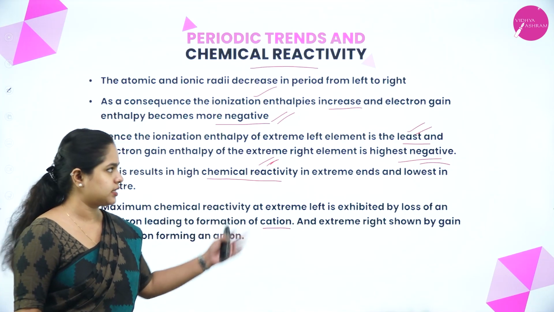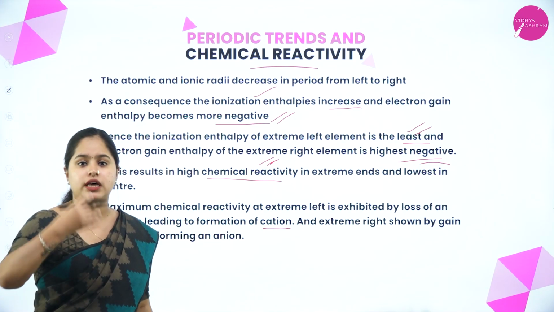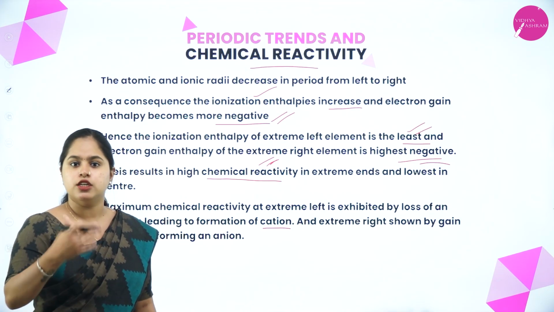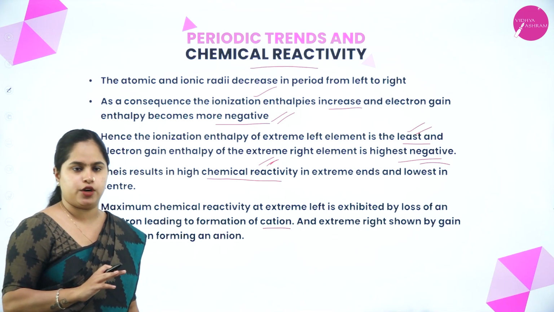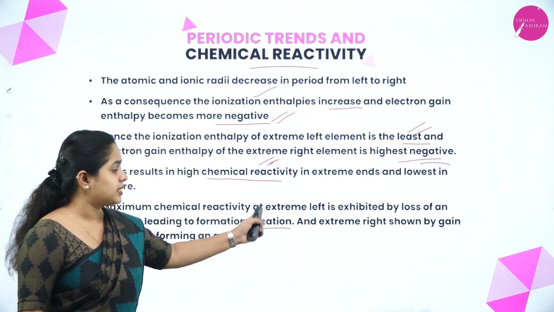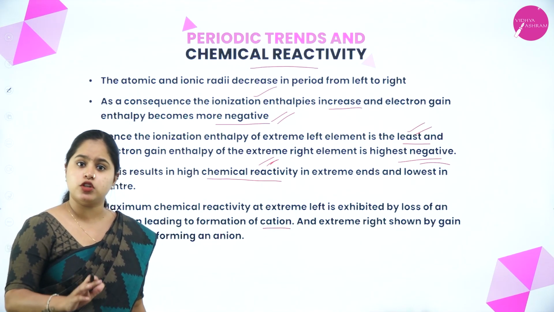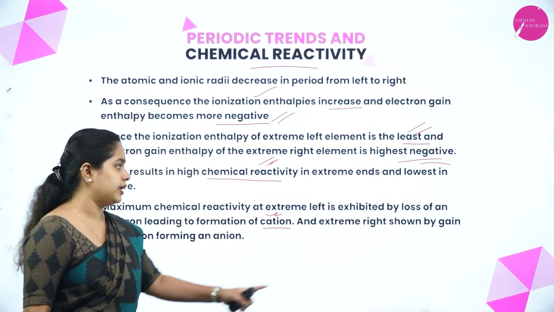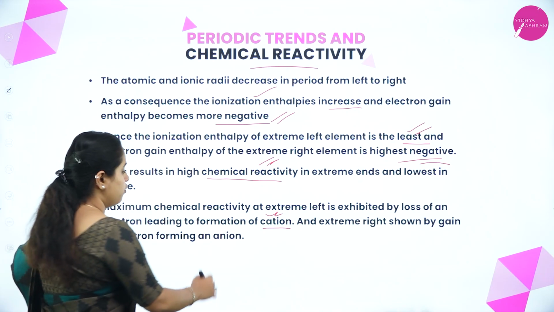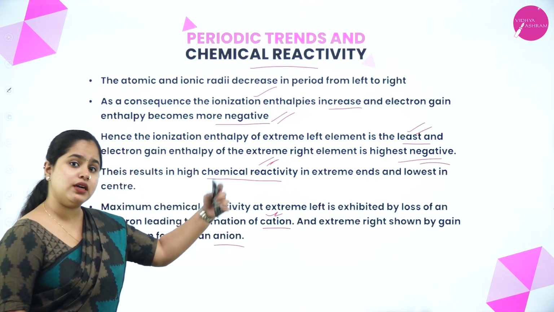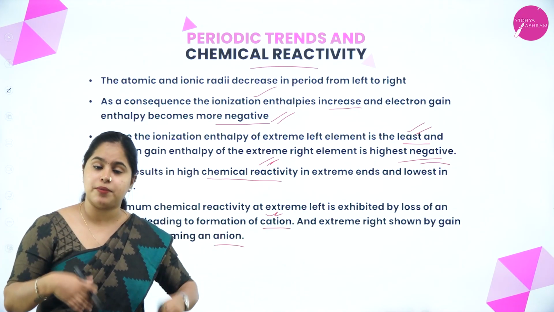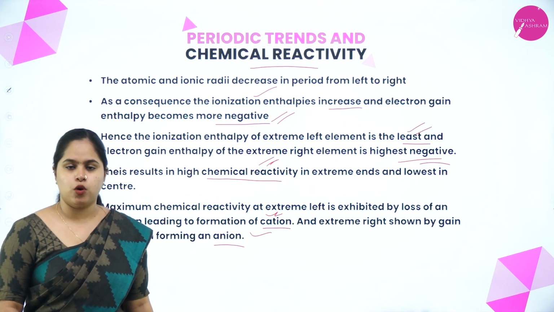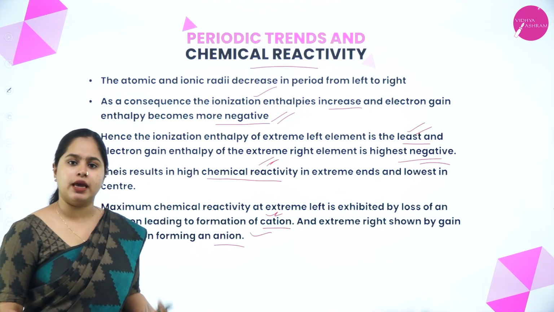We have already discussed this. In the extreme left, we know that the elements will have a tendency to lose electrons easily, right? To attain their octet, they can easily lose electrons. So they exhibit high chemical reactivity because they can easily lose electrons and form a cation. And extreme right shows it by gain of electron, forming an anion. Towards the right, it is easy for them to accept one electron and form an anion. So I hope this is clear, the periodic trends in chemical reactivity.